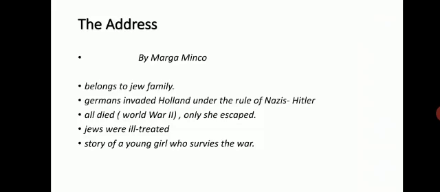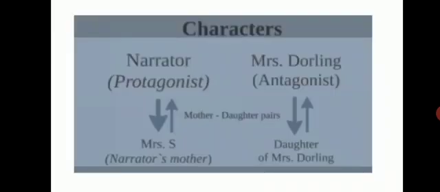Let me introduce you to the characters of the story. The main characters are the narrator, who is the protagonist, the main character in the story and plays a positive character, and her mother, Mrs. S. So we have 2 mother-daughter pairs here. One is the narrator and Mrs. S, the mother of the narrator. Then we have a lady called Mrs. Dorling, who is the antagonist in the story. She also has a 15-year-old daughter, and these are the 4 main characters of the story.